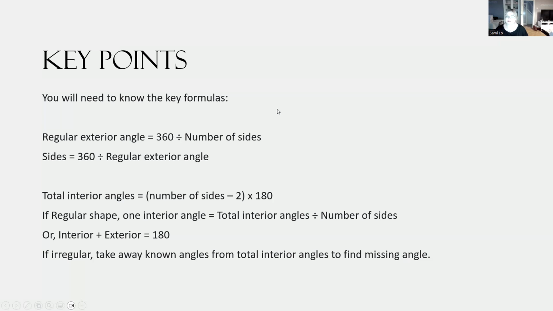These are not given to you. They're not at the front of the page. So you do need to learn these. Okay, it doesn't take too long. Get them on a post-it note. Just refresh before that exam.